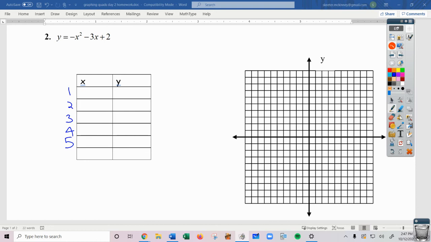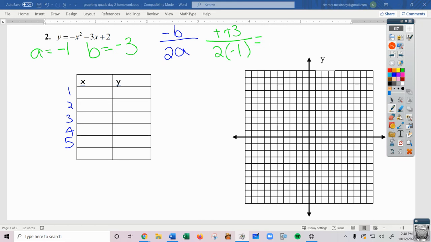Okay, so if we're going to find that vertex first, we're going to start by doing negative b over 2a. So first we need to find a and b. So what does a equal in this problem? We should have said negative 1, and b in this problem is negative 3. So now if we plug this in, we're going to say the negative of b. So the negative of negative 3 actually ends up being a positive 3 over 2 times negative 1. Okay, so 2 times negative 1 gives us a negative 2. So we'll have 3 over negative 2.